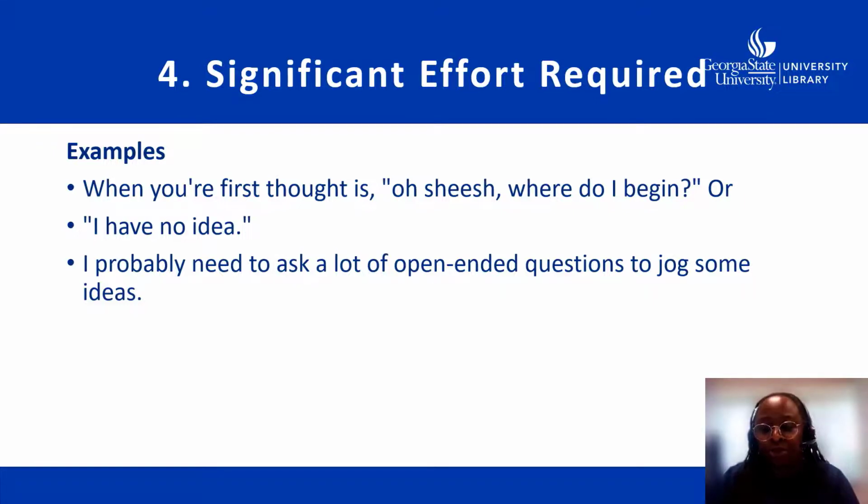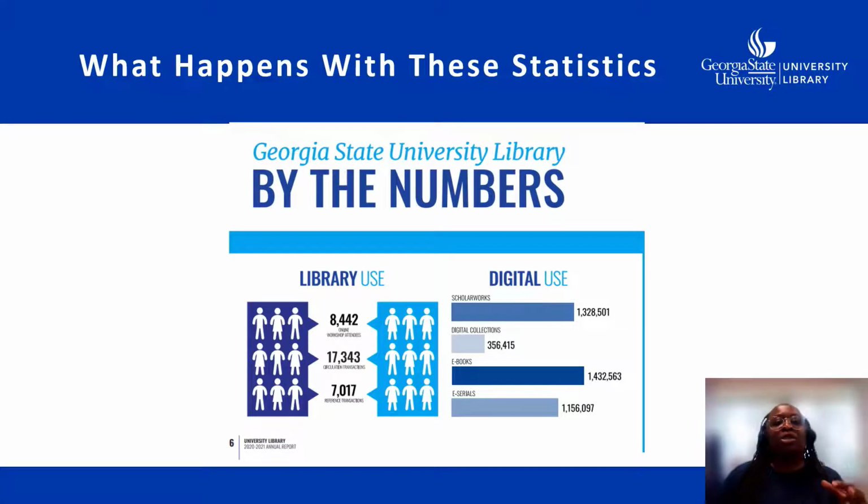So why do we do all this again, and what happens with these statistics? Well, one thing is they appear in the library's annual report, and this is a snapshot from the page telling our use, number of reference transactions, the number of circulation statistics, as well as number of interlibrary loans, so forth and so on, digital use of our sources. Again, we do this to show our value and our worth.